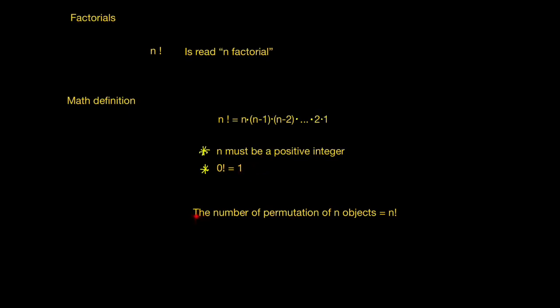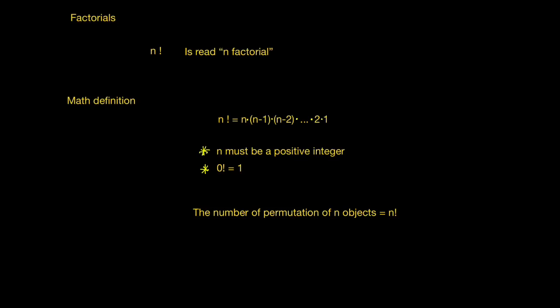But anyways, we're also going to talk about permutations. So for now, the number of permutations of n objects, we're going to say that's going to be n factorial. And you'll see how all of this will play out pretty soon. I know it's a lot of information, but bear with me. Everything is going to begin to make sense.